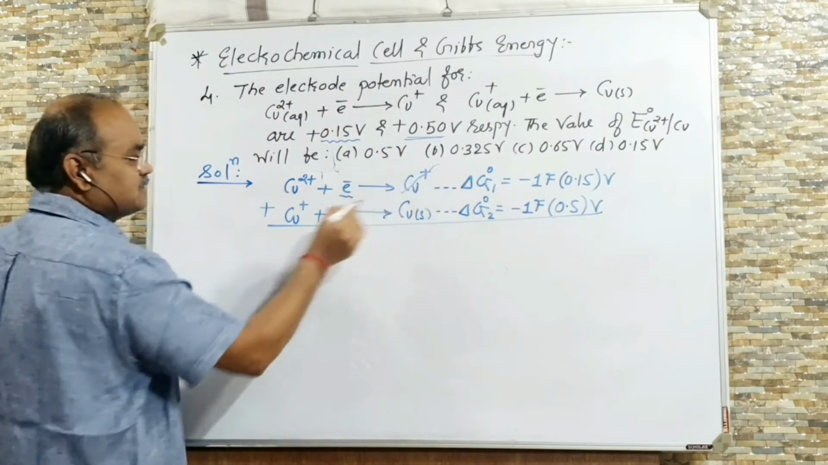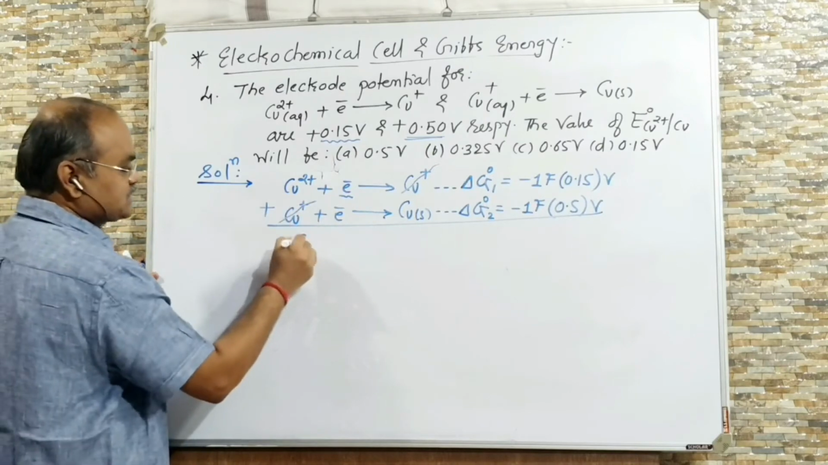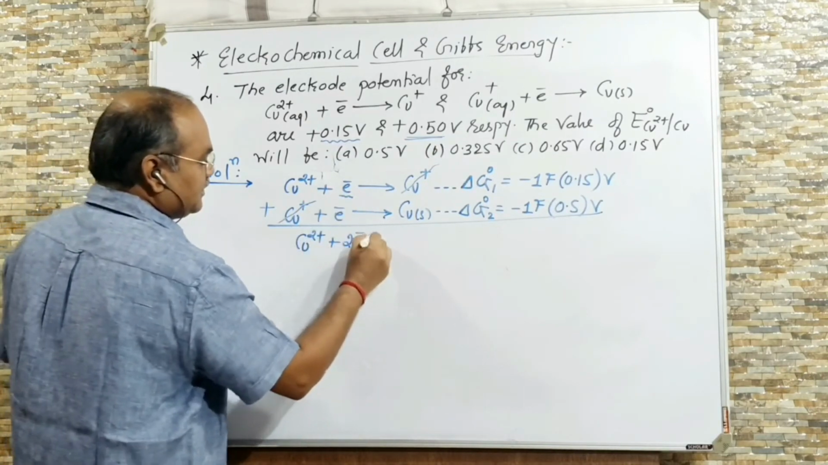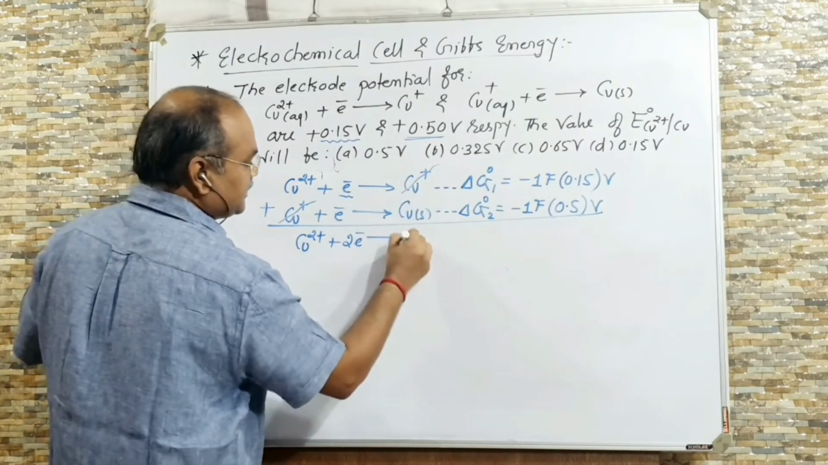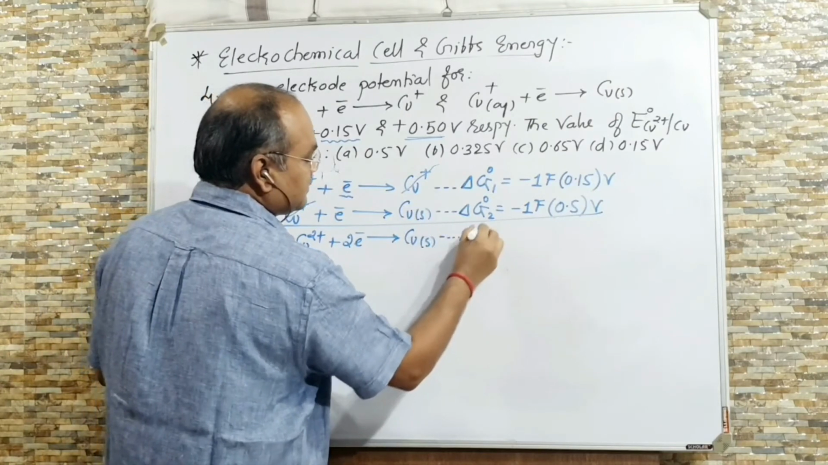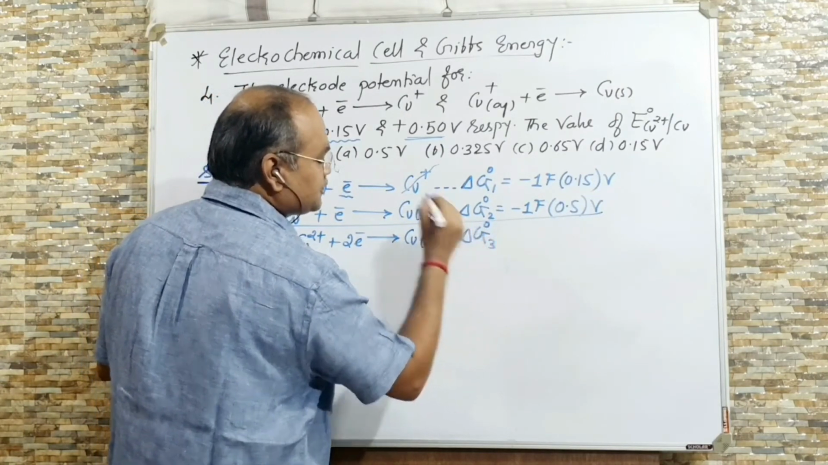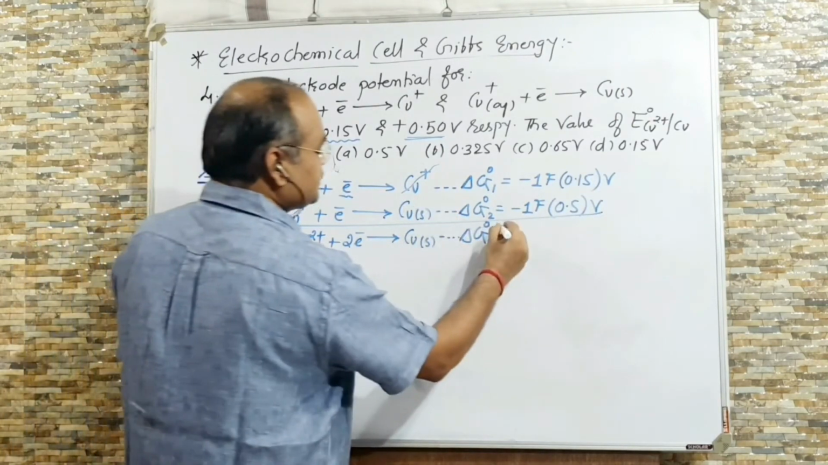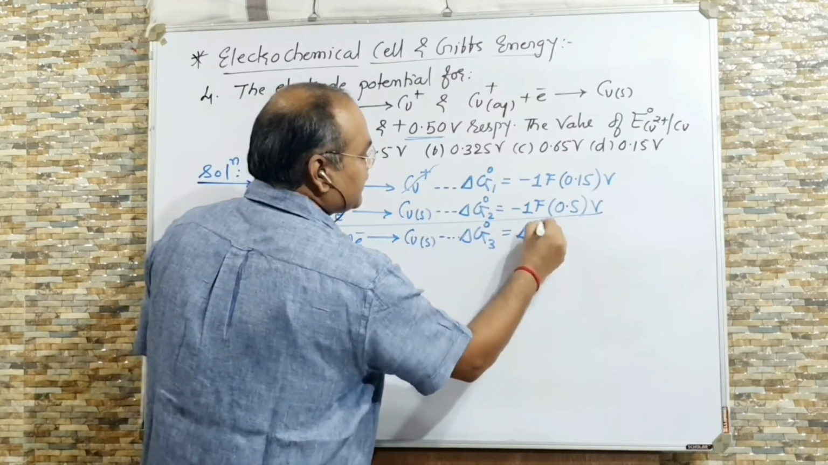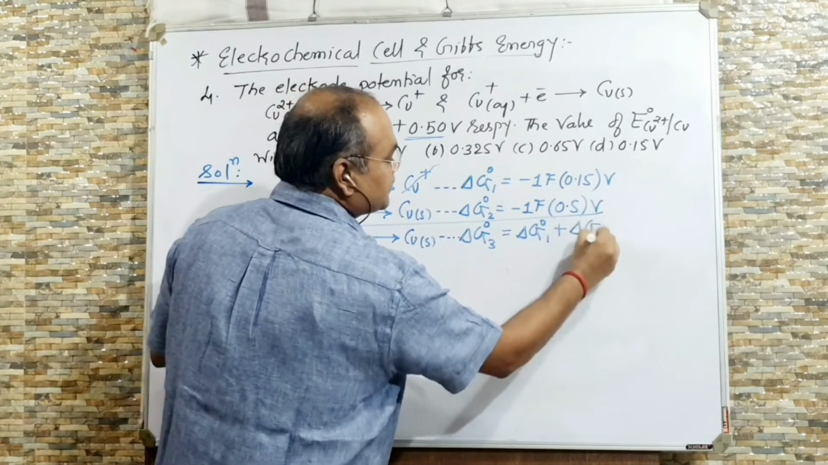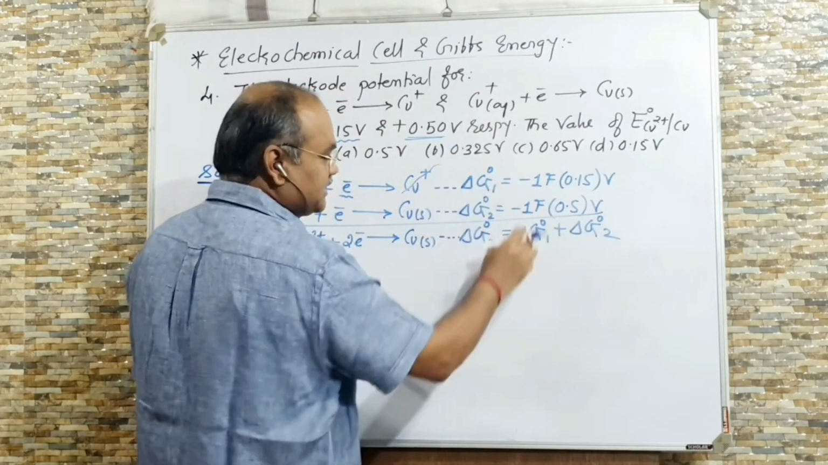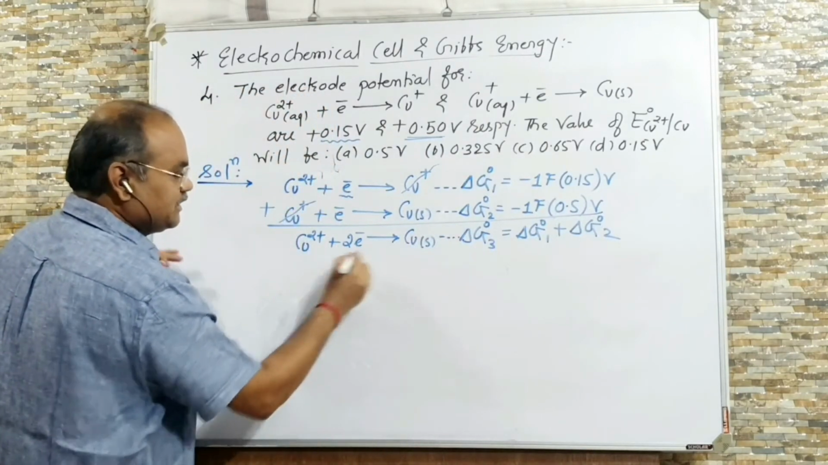Cu plus is cancelled. So what is left? Cu2 plus takes 2 electrons and gets deposited as Cu solid. Right? This will be delta G03. And delta G03 we know is equal to delta G01 plus delta G02. So you can directly use the formula if you understand the reaction.